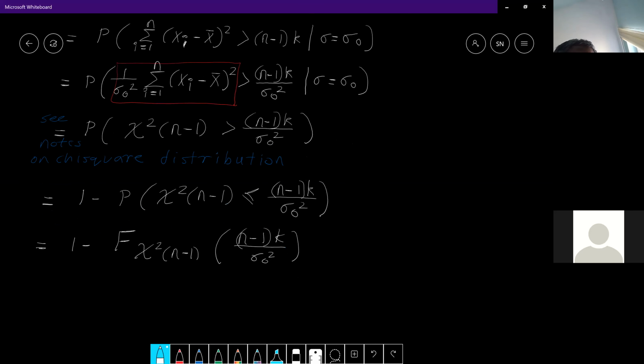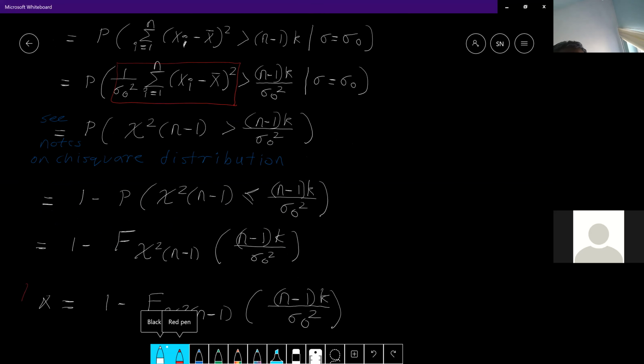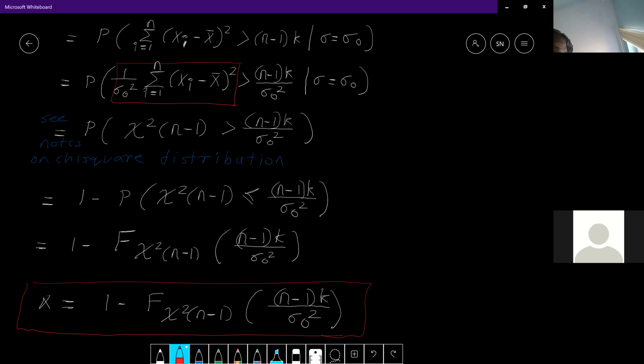All right, so just to summarize what we have done so far, we have proved that alpha, the type 1 error, is equal to 1 minus the CDF of a chi-squared variable at n minus 1 times k divided by sigma 0 squared. So this is the first part.